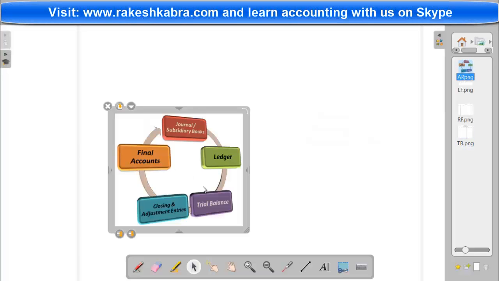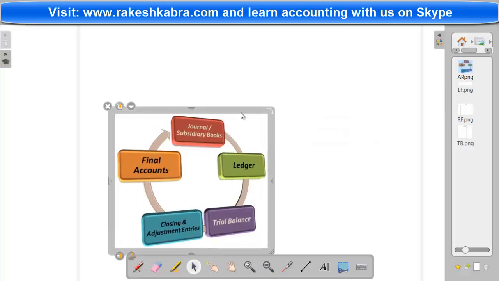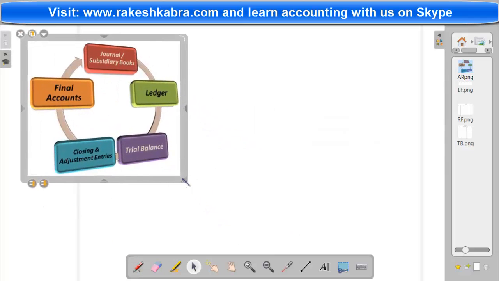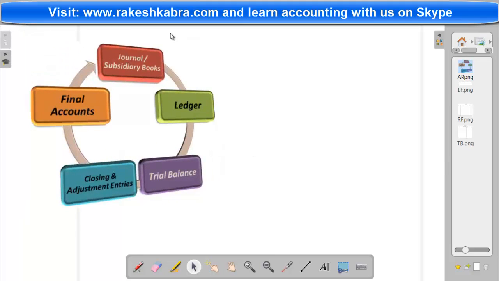We have discussed this thing. Do you remember? Yes. I explained to you that initially we record transactions where? Initially we record transactions in the journal. After the journal we maintain what? The ledger. Yeah, after the journal we maintain the ledger.